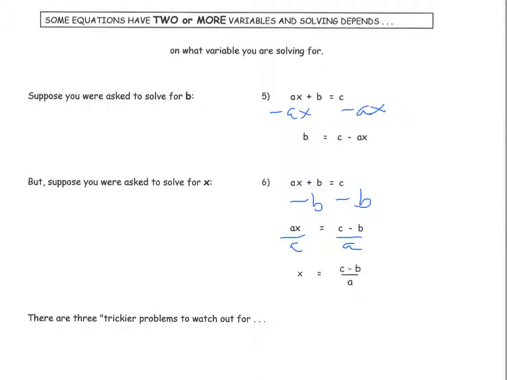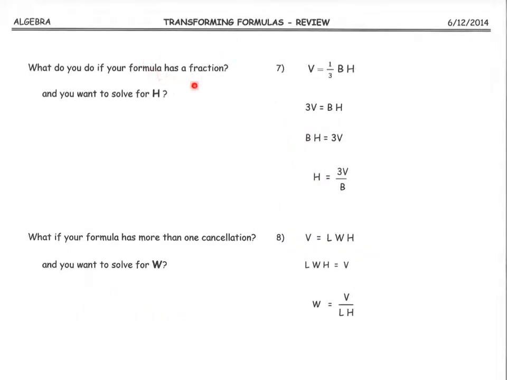Rearranging or transforming equations with two or more variables has some trickier aspects, so now let's check them out. What do you do if your formula has a fraction? How do you solve for h when h is part of an expression with 1/3 in it? Well, the rule is remove the denominator, legally of course using algebra, by multiplying both sides of the equation by 3. We put parentheses around the whole thing to show that we multiply v by 3, and we also multiply the 1/3 bh by 3, and that gives us plain b times h.